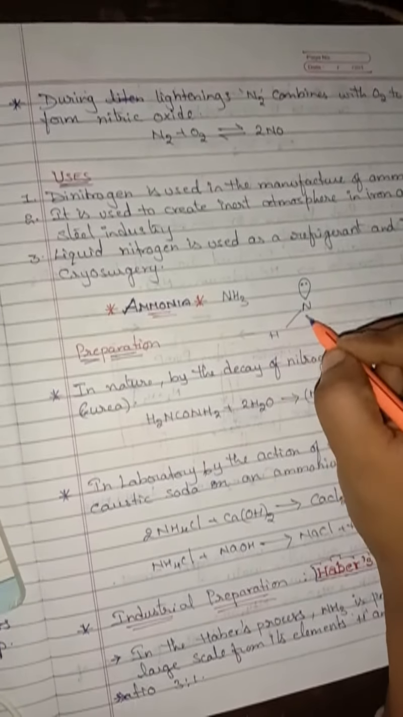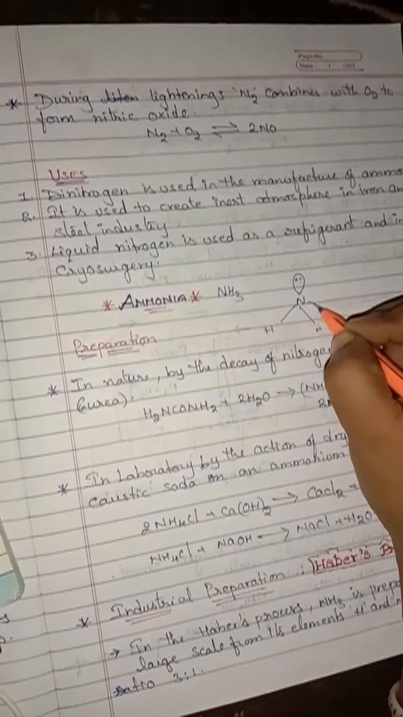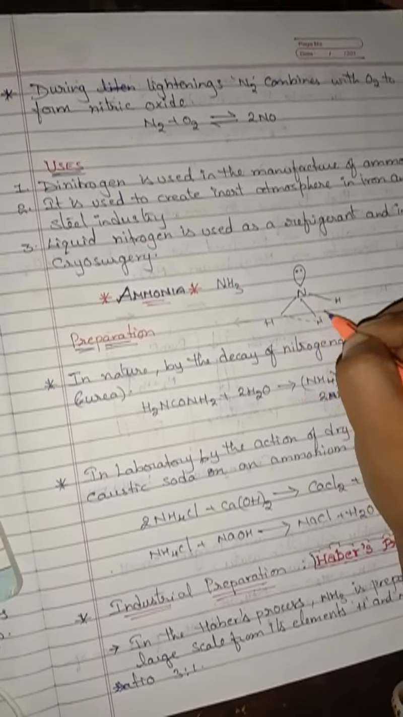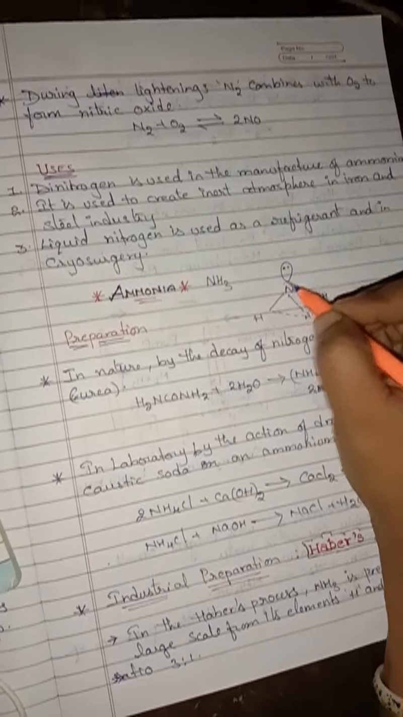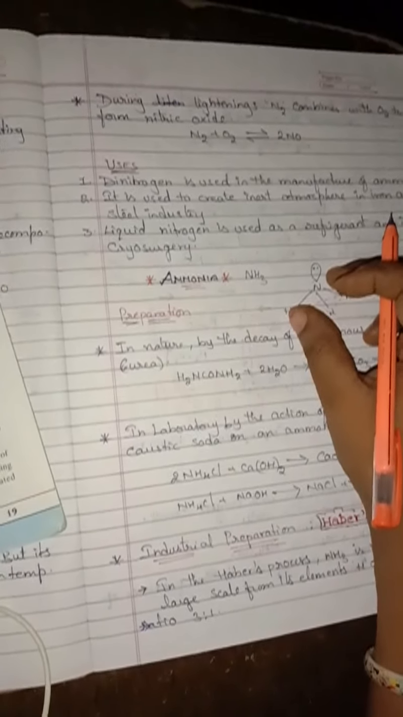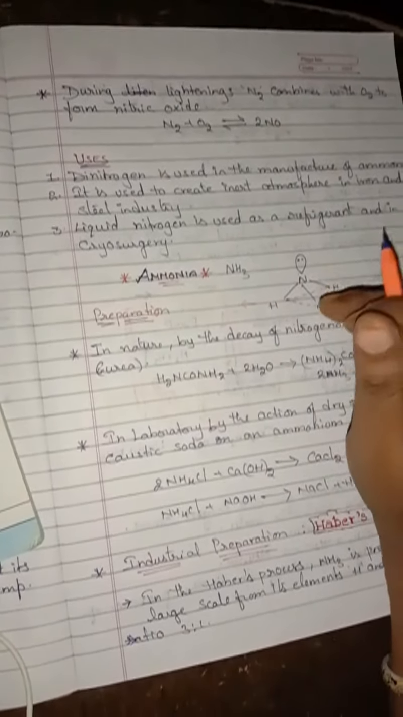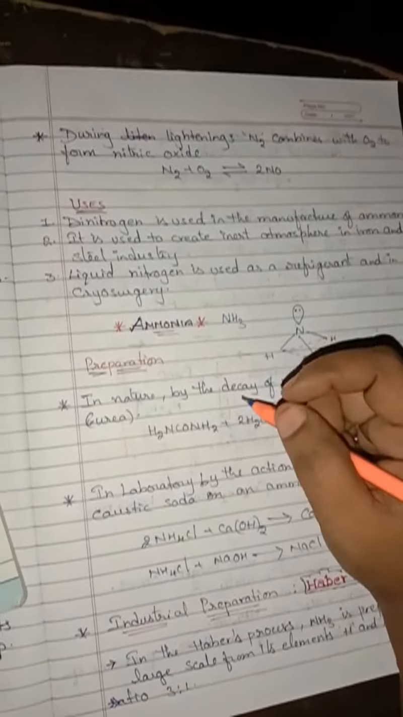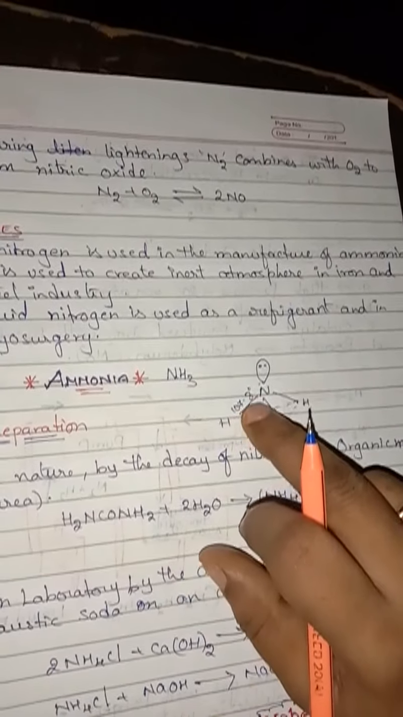So 1 lone pair of electrons and 3 hydrogens. Yes, so this is the structure. NH3 is expected to have a bond angle of 109 degrees 28 minutes, but here we are going to get 107.8 degrees. Understand? The bond angle is 107.8 degrees.